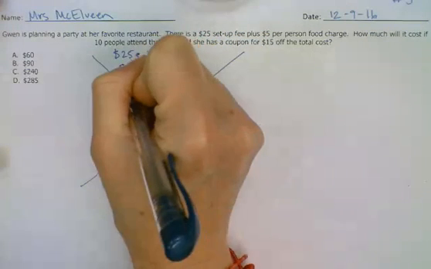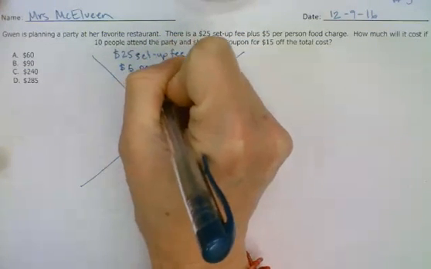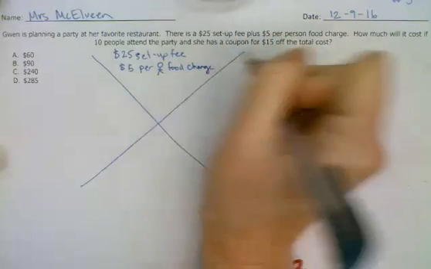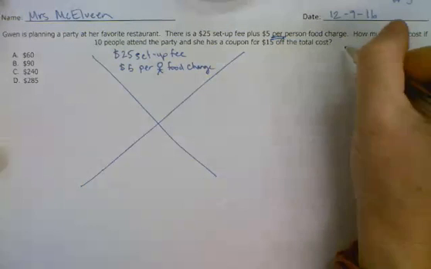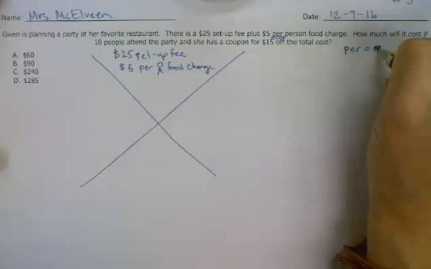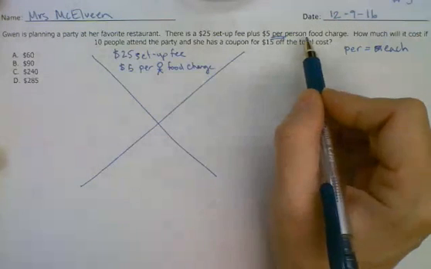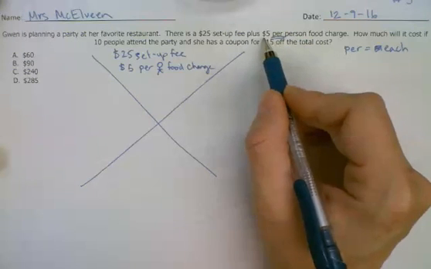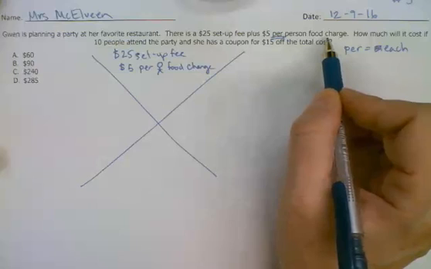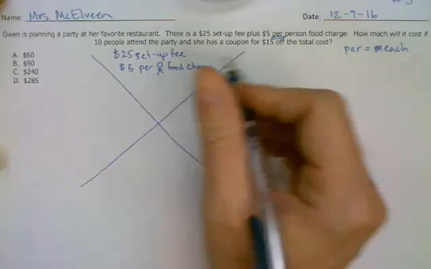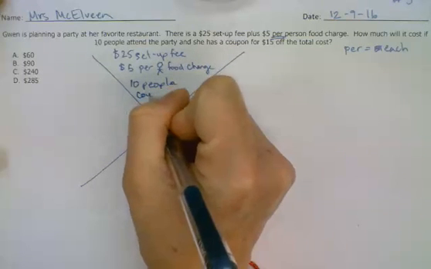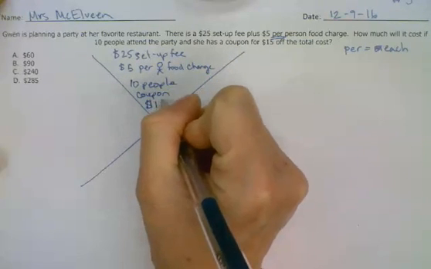and a $5 per person food charge. Per is really important. Per means each. So each person, there's another charge for them, $5 for every person that comes to her party to charge for the food at this restaurant. And then 10 people are coming, and she has a coupon for $15 off.